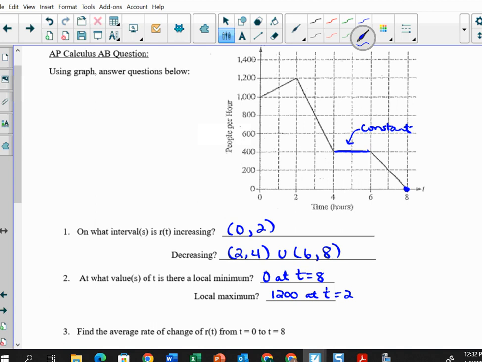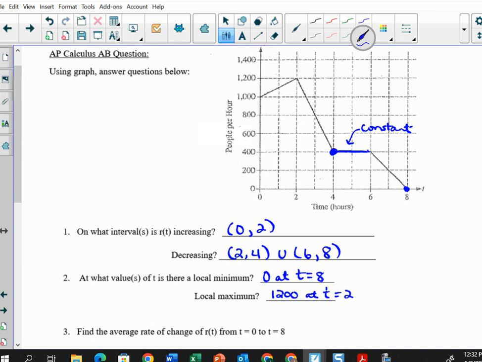No, because that point... is it lower than any point around it? No, because it's the same as the points to the right of it. Do you see any other point that is lower than all the other points around it? What did you say, Maddie? Oh, okay. Julian? 0. Okay.